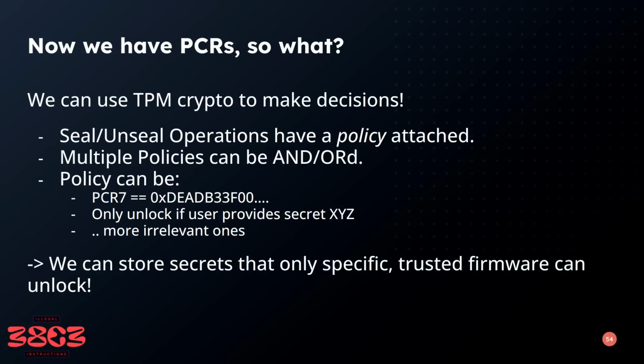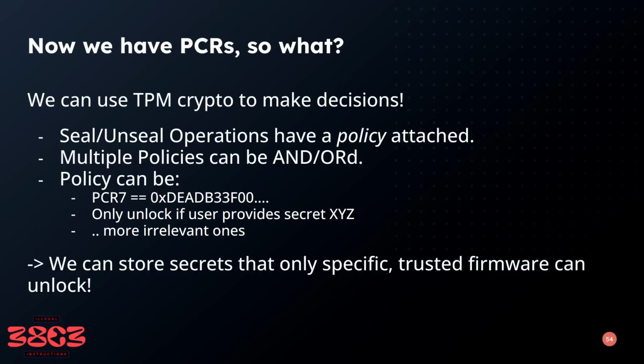I now have a bunch of PCRs. What do I do with them? Well, I use them for unattended unlock. Because I can have some great policies in there to seal some crypto stuff. So I can give the TPM a secret: please only give this secret back if PCR 7 is exactly this value.